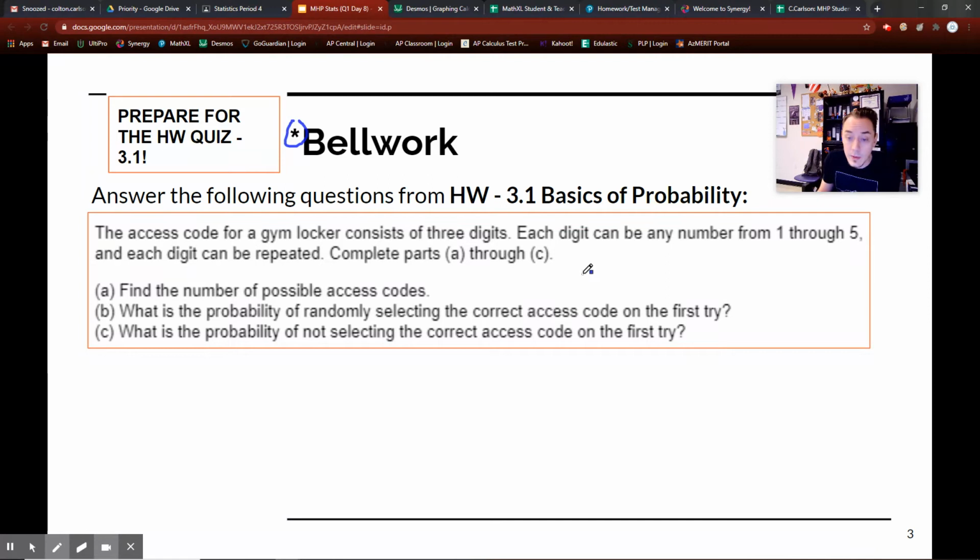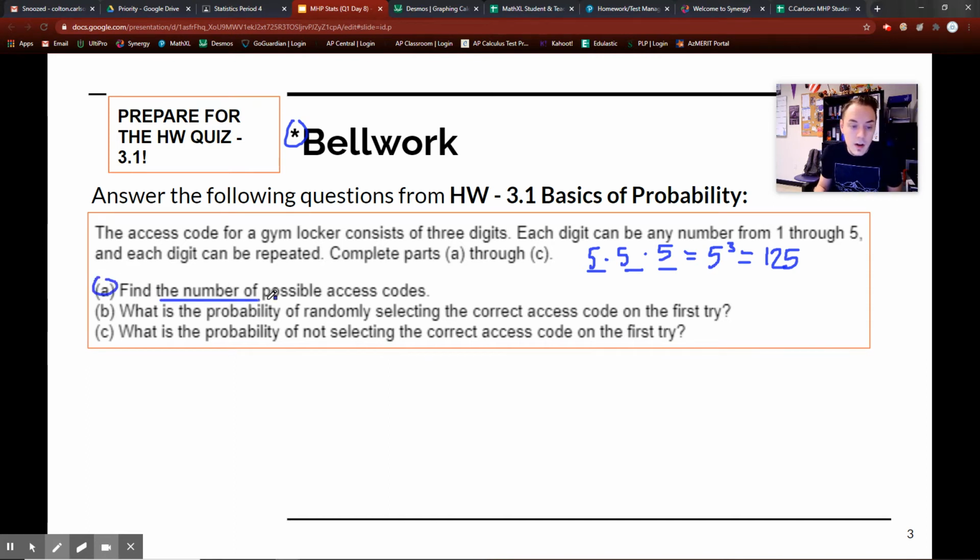The access code for a gym locker consists of 3 digits. So I'm going to look at this. So 3 digits right here, 3. I'm going to do my blanks. Each digit can be a number between 1 through 5. So that's 1, 2, 3, 4, 5. So that's 5 different numbers. And each digit can be repeated. So I'm going to have 5 times 5 times 5, which is 5 cubed, which is the same thing as 125.